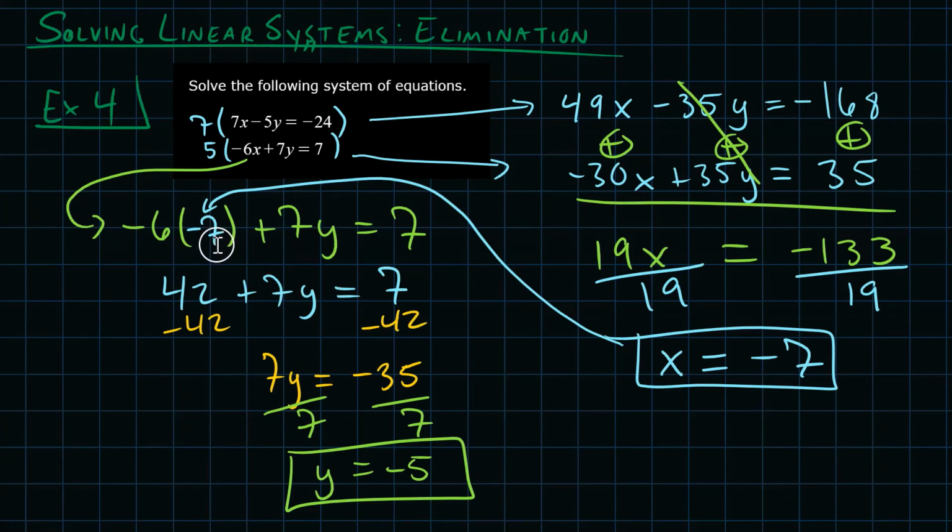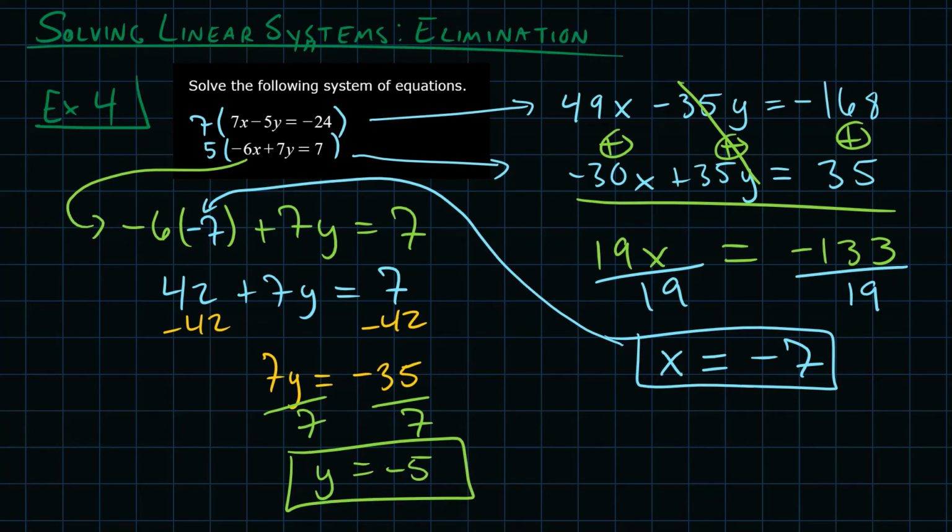Negative 6 times negative 7 gives you 42, plus 7y is equal to 7. Subtracting 42 from both sides leaves you with 7y is equal to negative 35. And finally, dividing both sides by 7 gives us y equals negative 5, potentially our solution for this system of equations.